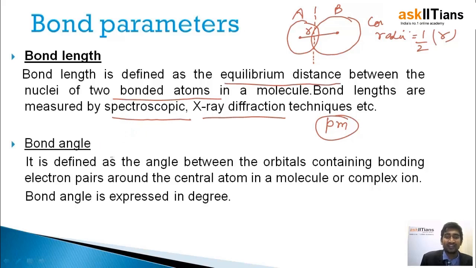Our next parameter is bond angle. What is bond angle? It is the angle between the orbitals which contain the bonding pair electrons around the central atom. Or in a general way you can look at it like this. For example, this is my A, this is my B, this is my C. So this angle is called your bond angle. Suppose this is theta. It is expressed in degrees, obviously.